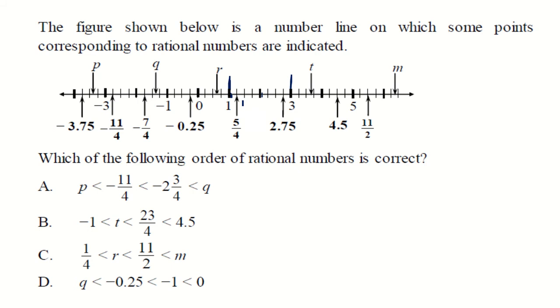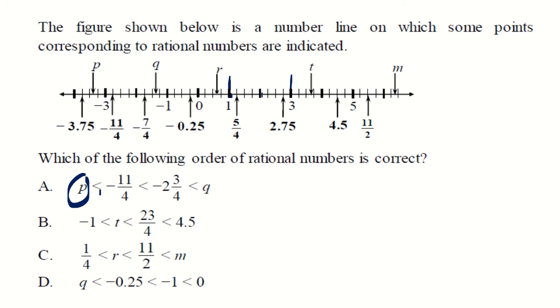And then 6 over 4, then 7 over 4, then 8 over 4 means it's 2. This point is 2, you know that. So each gap is just divided by 4. Considering that, let us see now. Which of the following order of rational numbers is correct?